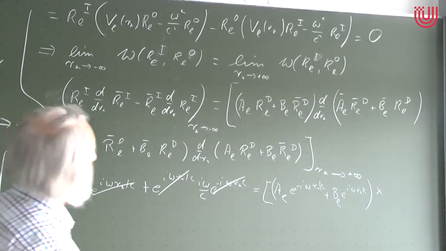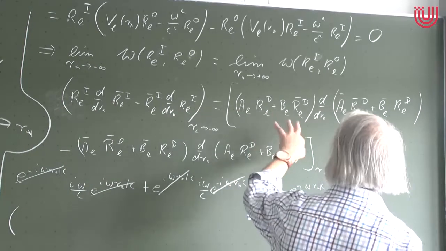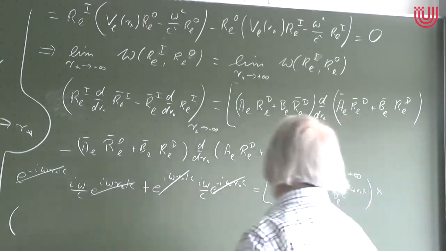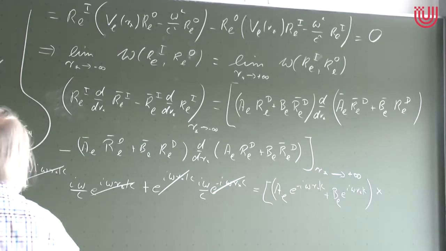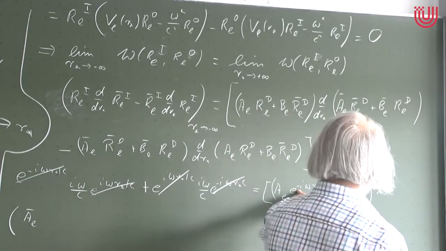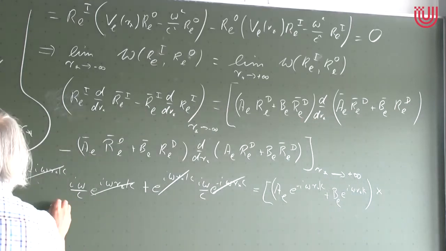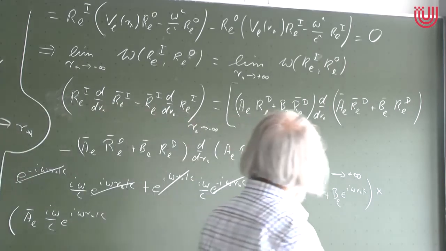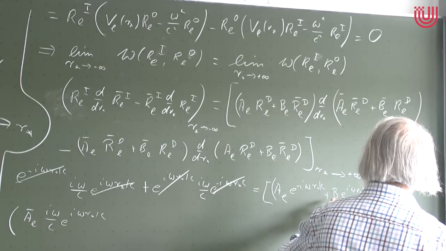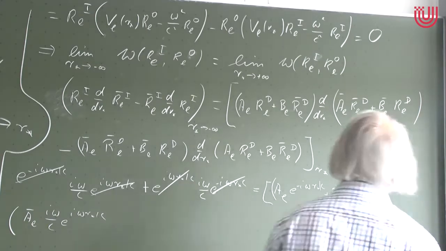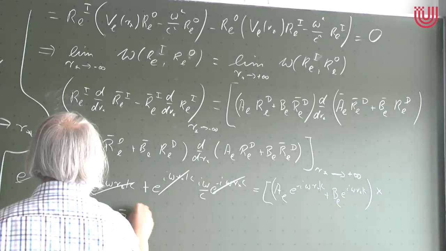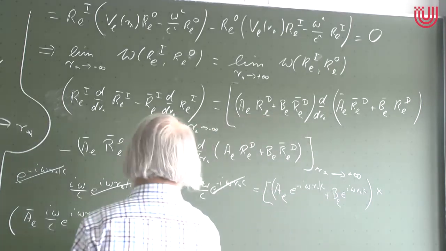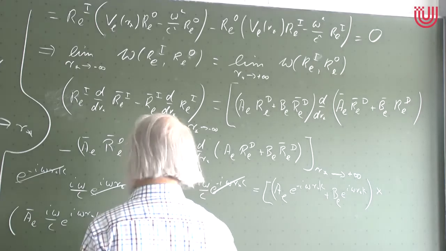So then the derivative, it is this term now, right? The derivative of the complex conjugate of this here. So this is A_L bar, the complex conjugate has a plus. If I take the derivative, I get plus i omega over c, e to the i omega r star over c. And here, if I take the complex conjugate, I get a minus i omega, B_L bar i omega over c, and the complex conjugate has a minus in the exponent, e to the minus i omega r star over c.